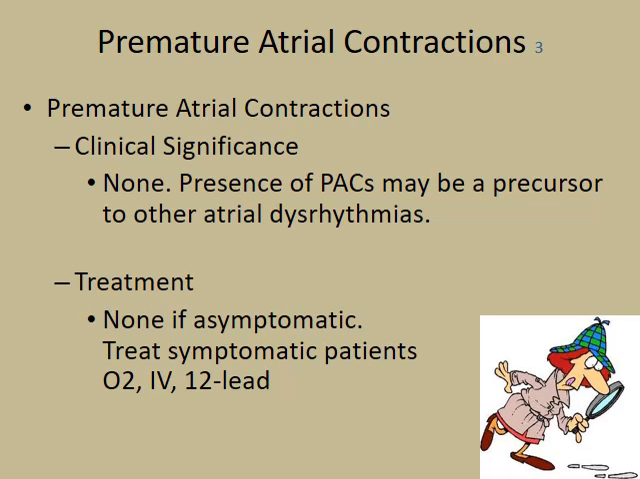So treat any underlying causes. If they're symptomatic, discover that underlying cause, get that IV, put them on O2 if they're hypoxic, less than 94%, and check out that 12 lead. See if there are any issues. Nothing too crazy with the PAC.